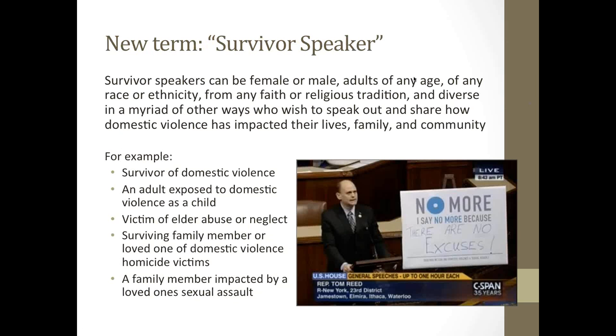For example, survivors might be adult survivors of domestic violence. They may be children exposed, and that's the way I identify. They may be a victim of elder abuse or neglect. They may be a surviving family member of somebody who's been lost because of domestic violence, homicide. And they may be a family member impacted by a loved one's sexual assault. In this photo, we see Tom Reed sharing the story of how his niece's victimization impacted his family and motivated him to address sexual assault.